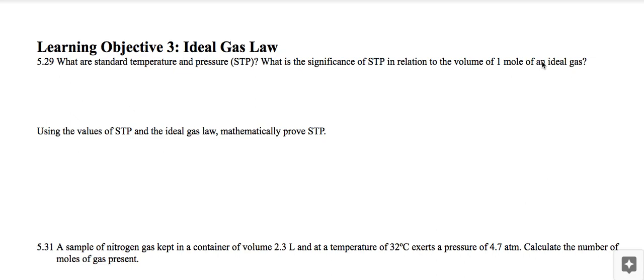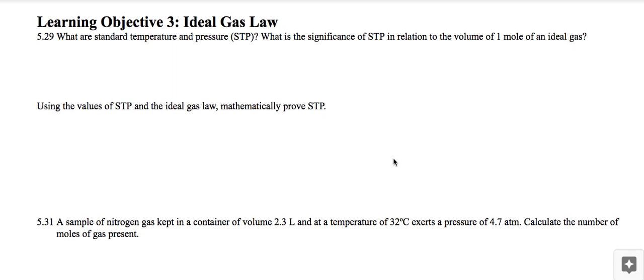All right, learning objective 3, the ideal gas law. So we have standard temperature and pressure, the significance of it and being able to use it. So STP is standard temperature and pressure, and that is going to be a temperature equal to 0 degrees Celsius or 273 Kelvin. The pressure is 1 atmosphere. So those are them. Now, what is the significance related to the volume of 1 mole of gas?